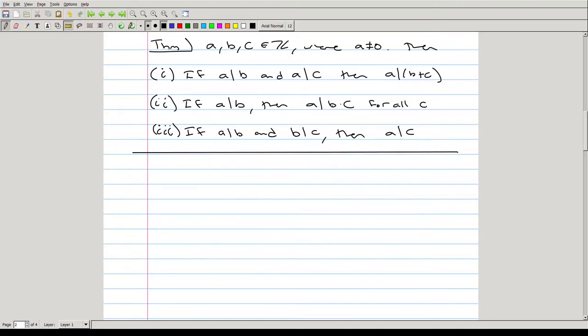And the proof of 1 is in the book. In the book, proofs of 2 and 3 are left as exercises. What I'll do right now is just go through the proof of 2, because I think the proof of 1 in the book is relatively straightforward. The main idea here is the following. We rely strictly on the definition.